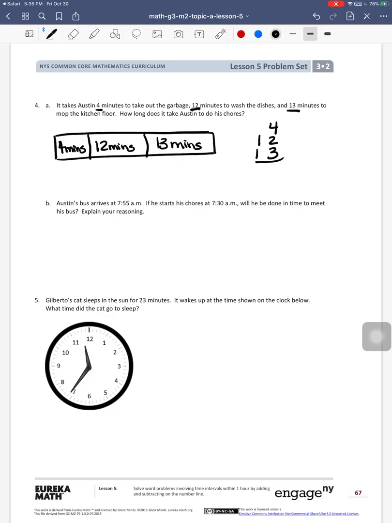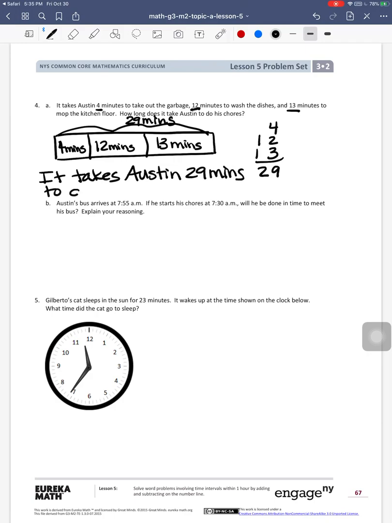4 plus 2 is 6, plus 3 more is 9, and 1 plus 1 is 2, so it takes Austin 29 minutes to do his chores. B.